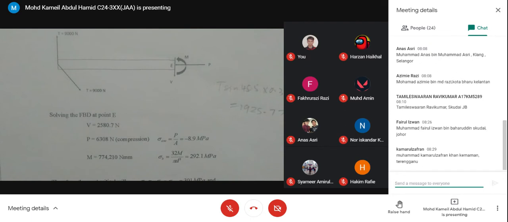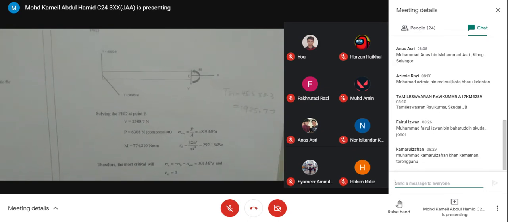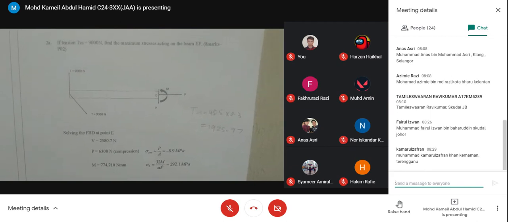Okay, ada soalan tak ni? Boleh tak? Okay, so that is for apa ni tadi? So now dia punya soalan, P tu ialah 9000 Newton. You need to find the maximum stresses acting on the beam EF. Okay, the beam tu lah.